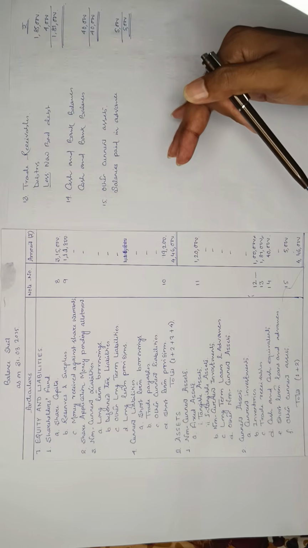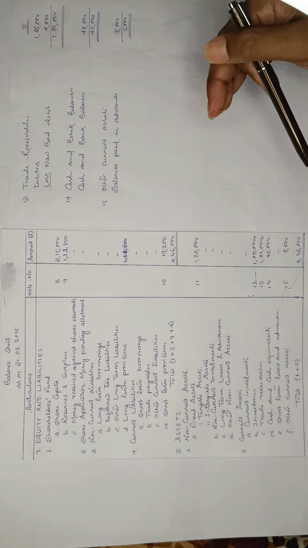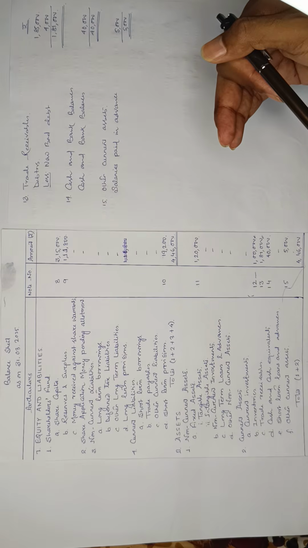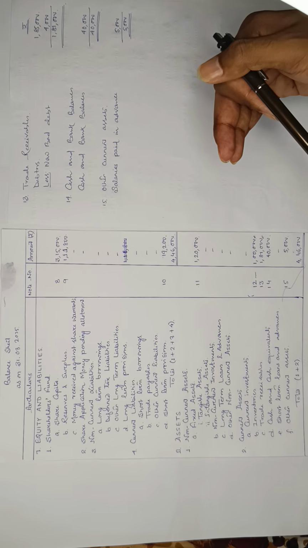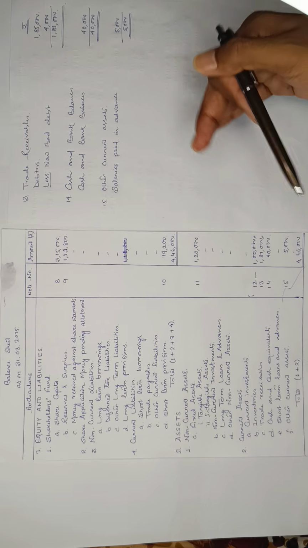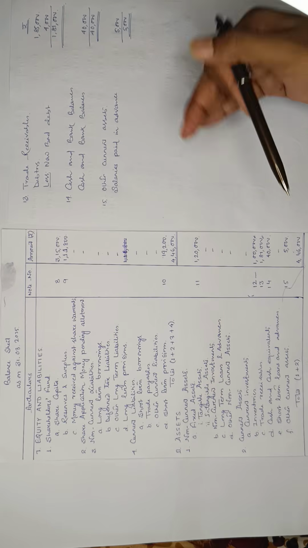So this is the way you need to prepare the statement of profit and loss and balance sheet. If you find this kind of adjustment, particularly the transfer to general reserve, the payment of dividend and taxation-related information given to you, you can refer to this video for the preparation of the different statements.